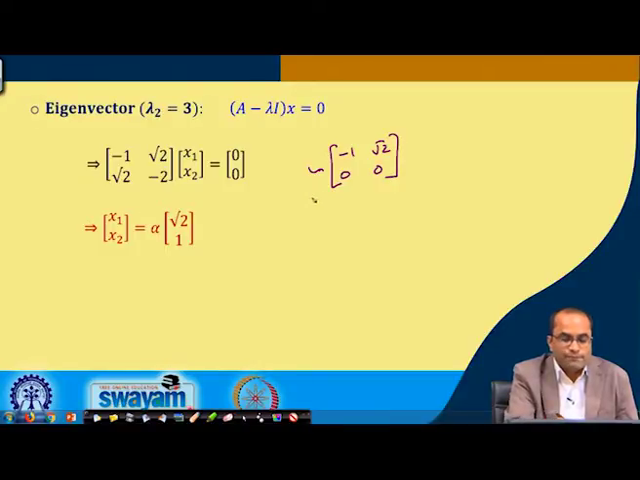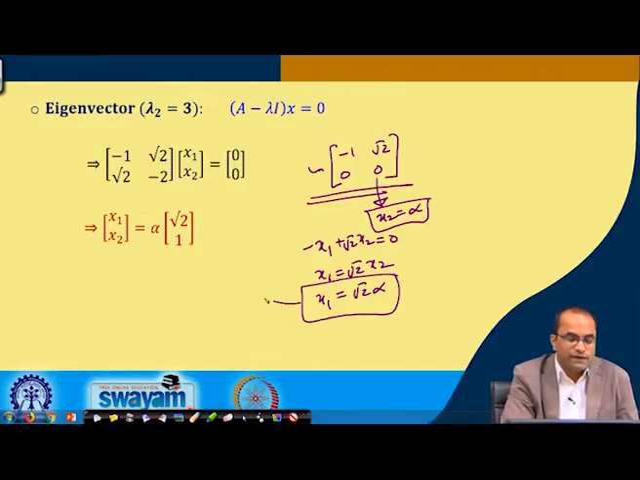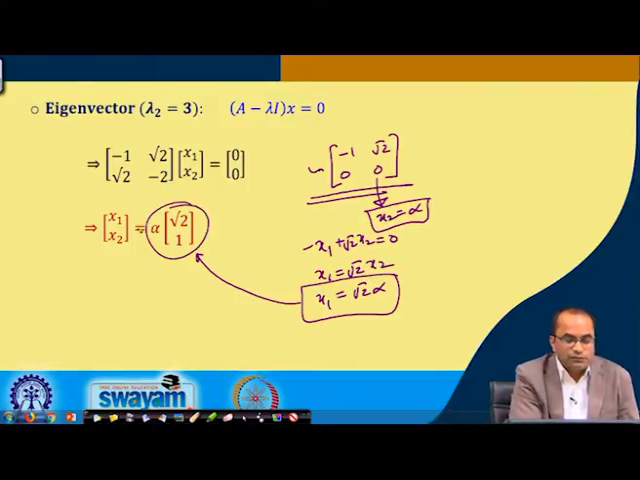0, and from here we can choose this x 2 variable as alpha. Then, from the first equation, minus x 1 plus square root 2 x 2 is 0. That means x 1 is square root 2 x 2, and x 2 is alpha. So, we have taken x 1 as square root 2 alpha. The solution is x 1 is square root 2 alpha and x 2 is alpha.